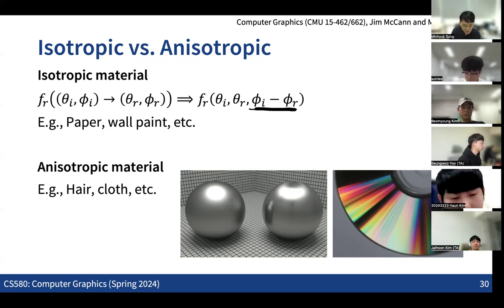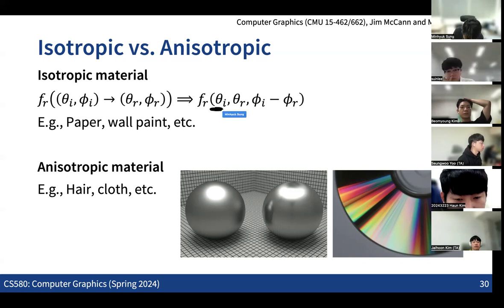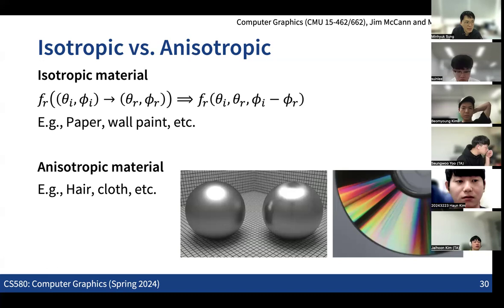If we want to see the same distribution under whatever rotations of the surface, then we can define the BRDF in terms of the elevation of the incoming and the outgoing direction, and just the relative azimuth between the two directions. This is the way we can define a three-parameter function for isotropic materials, which is the more general case we see in many real objects.